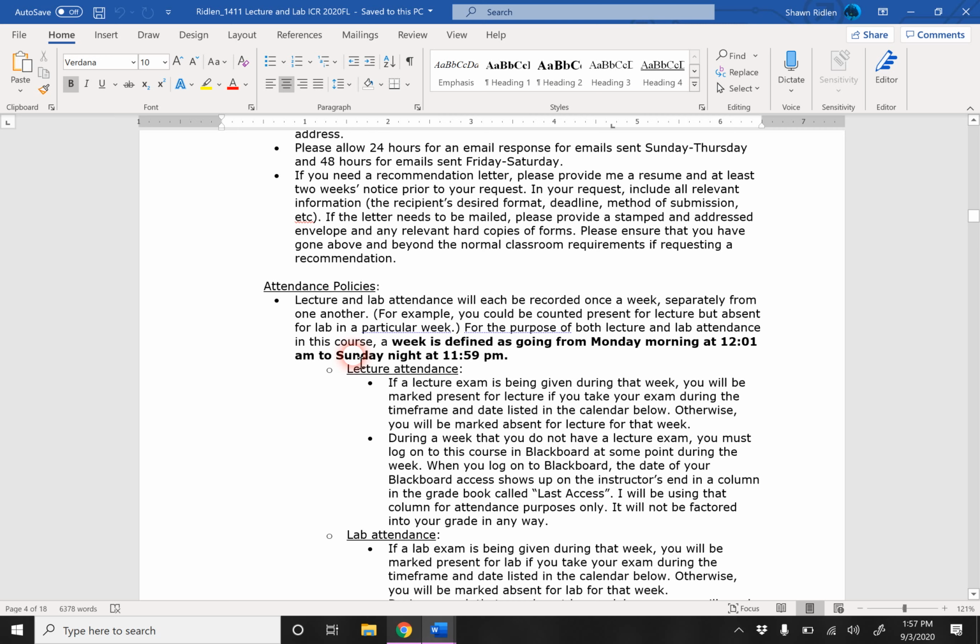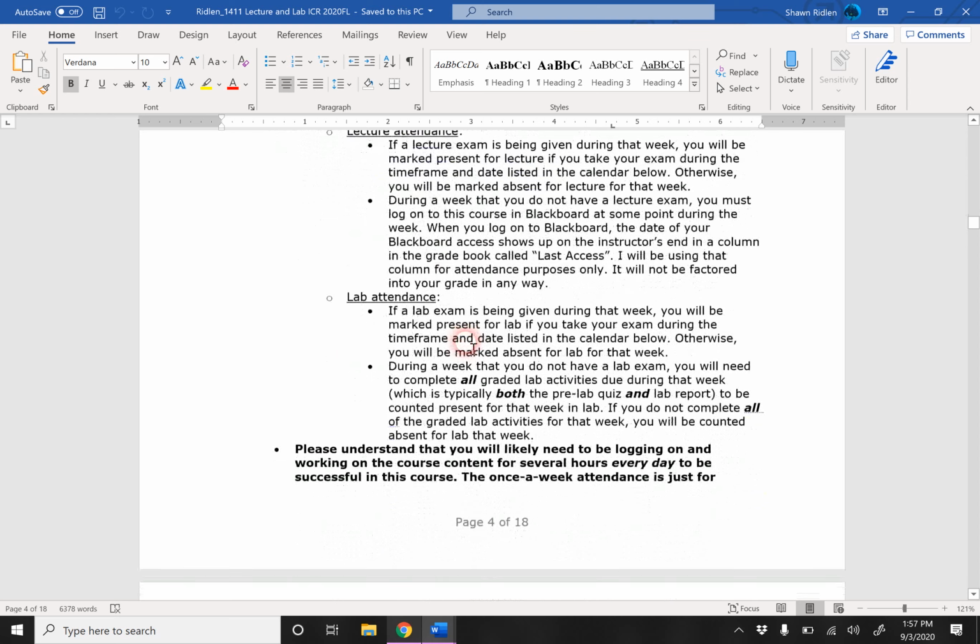On the days when we have exams, if there's a lab exam, you'll be counted present if you take the exam. If there's a lecture exam, you'll be counted present if you take the exam. So just make sure that you log into Blackboard and LabFlow at least once a week, Monday through Sunday, and then that Monday I'll jump on there and take attendance.